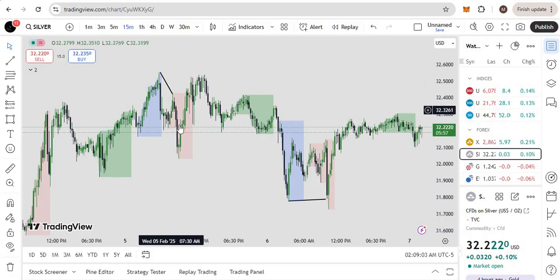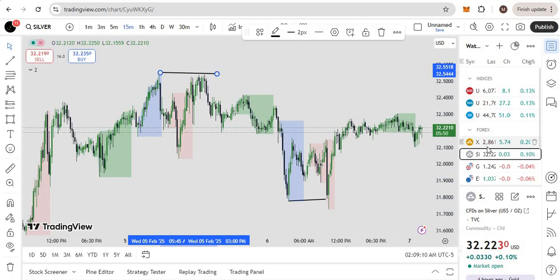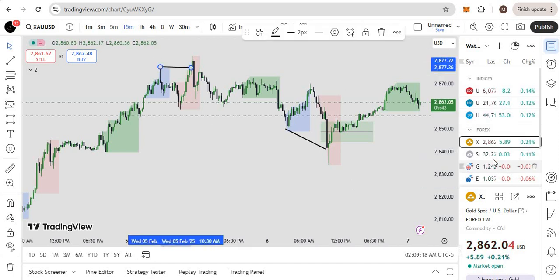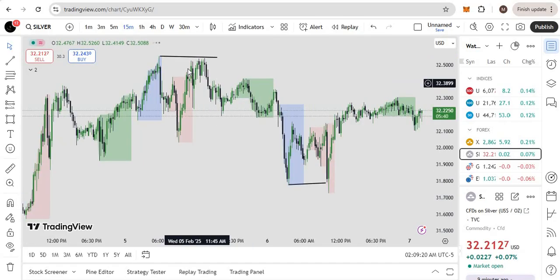It's showing weakness. It did not make a higher high, right? It's showing weakness on the pair that it will go to the downside, right? Gold made a higher high here, but silver did not. And after that you see price went down.